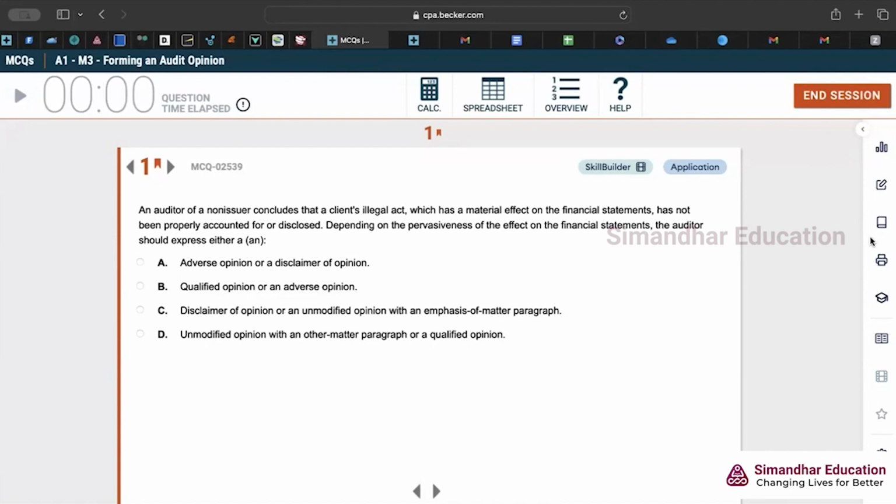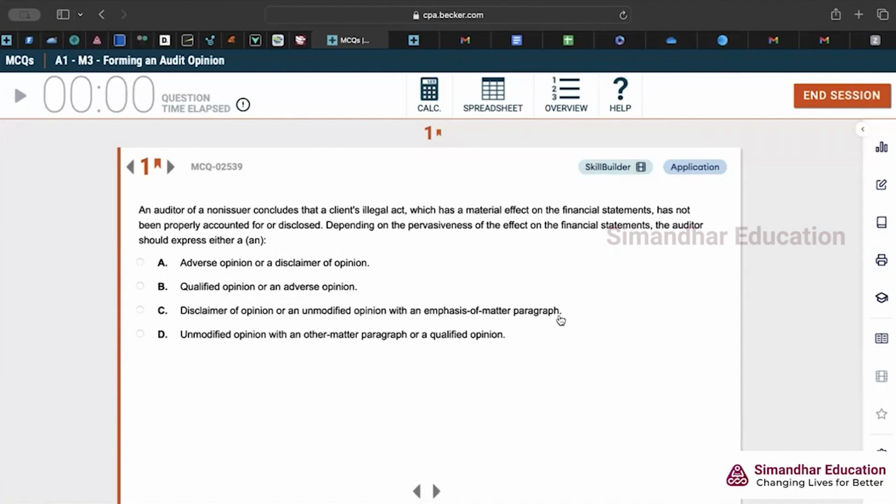Let's pause. Okay, hold. We are saying it has not been accounted for or disclosed. That means it is a GAAP issue. If the question would say that it has been accounted for, but you're not able to audit, then it becomes an audit issue. Now, it is a GAAP issue, it is material. So you either give a qualified opinion or you give an adverse opinion. There is no way you're giving an unmodified opinion. So this is out of the picture.